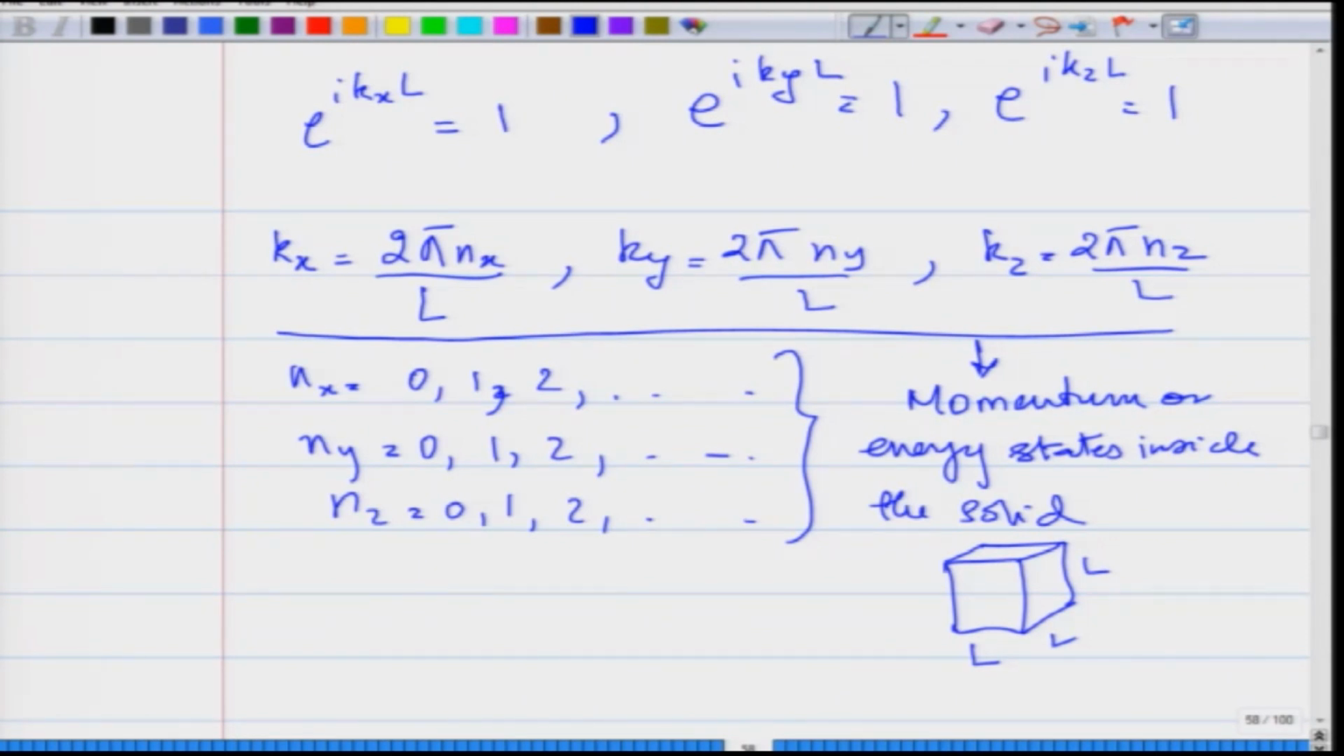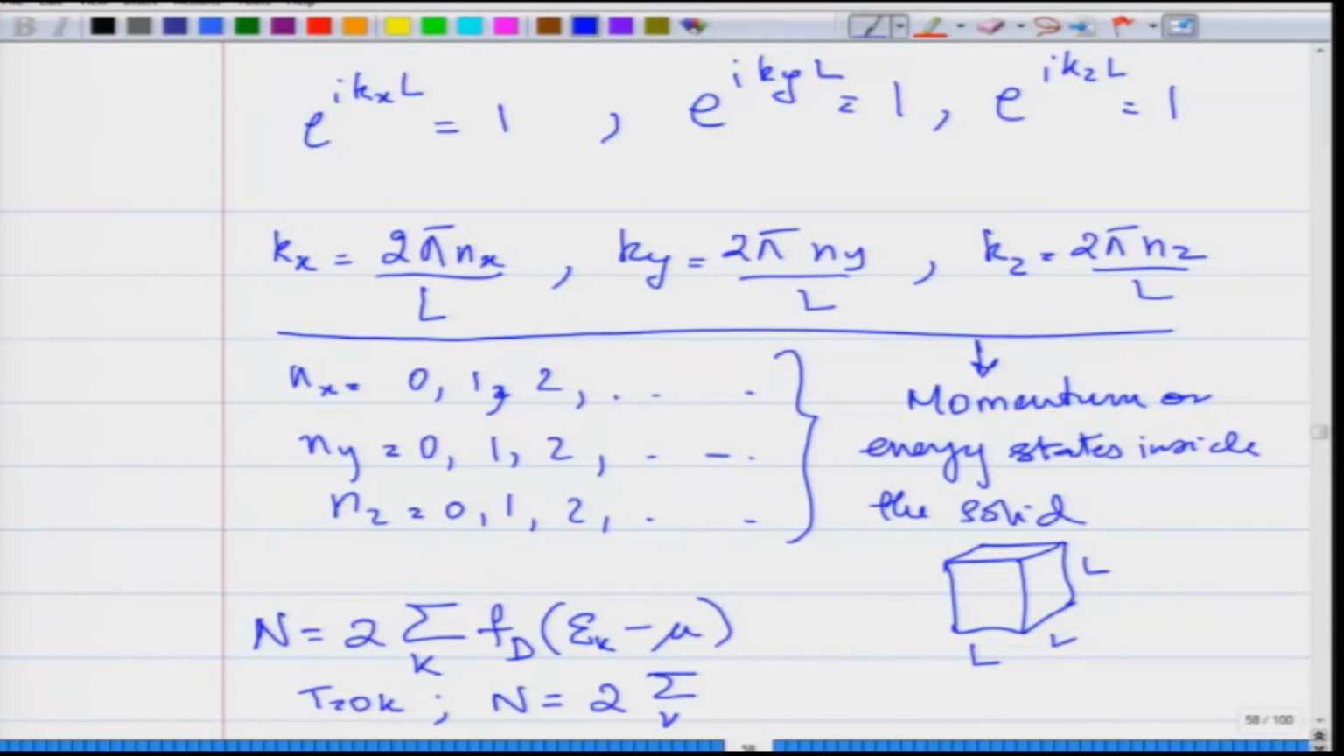And now the states that you generate, you will have to start filling up. So, can we use this expression n is equal to summation over all the momentum states of the Fermi-Dirac distribution, f(Ek - mu), which at 0 temperature, at T equal to 0 Kelvin, gives n is equal to twice the summation over all momentum states of f_FD(Ek - Ef), as mu is equal to Ef at 0 Kelvin. So, can we use this expression to evaluate the Fermi energy of the system for this solid?